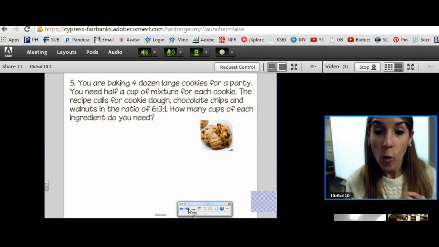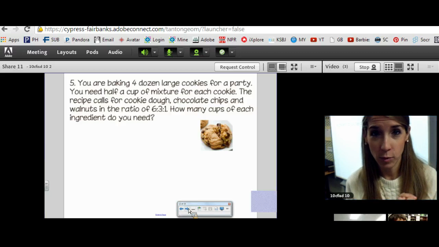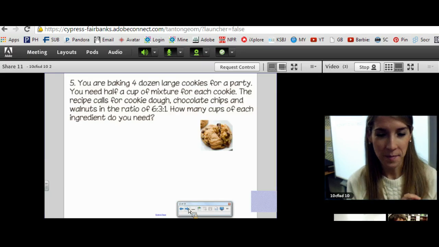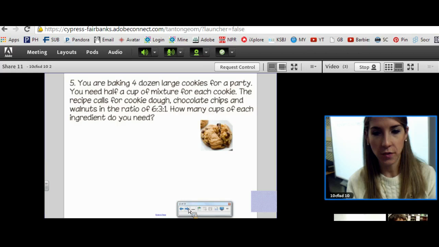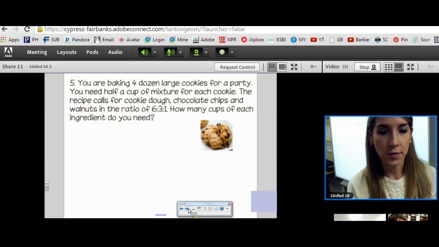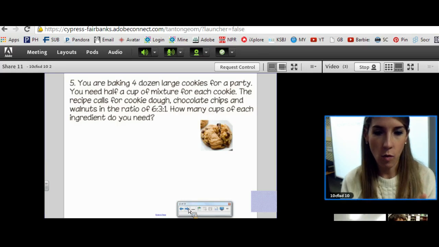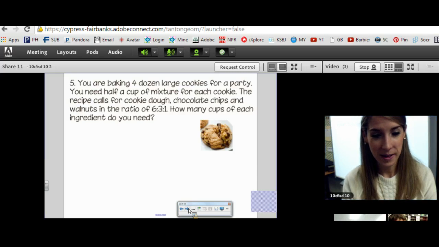You are baking 4 dozen. How many is that? 4 dozen. 48. You're baking 48 large cookies for a party. You need half a cup of mixture for each cookie. The recipe calls for cookie dough, chocolate chips, and walnuts in the ratio of 6 to 3 to 1. How many cups of each ingredient do you need? This is making me hungry. Makes me want to go home and bake cookies.